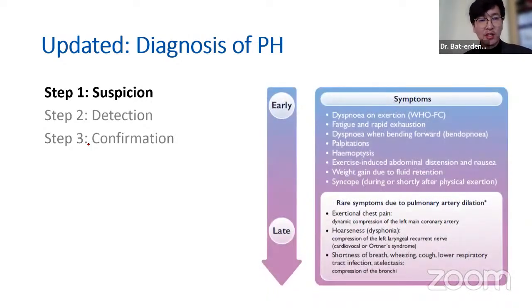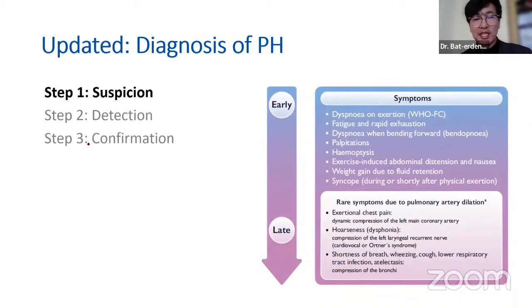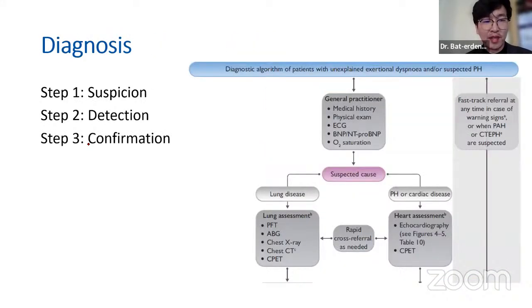On suspicion of pulmonary hypertension, this kind of patient goes to the primary care center first, presenting with common and rare symptoms. But at primary care, these symptoms are very general, not specific for pulmonary hypertension. That's why many patients with pulmonary hypertension are not easily detected at first. So there is an algorithm for the diagnosis.